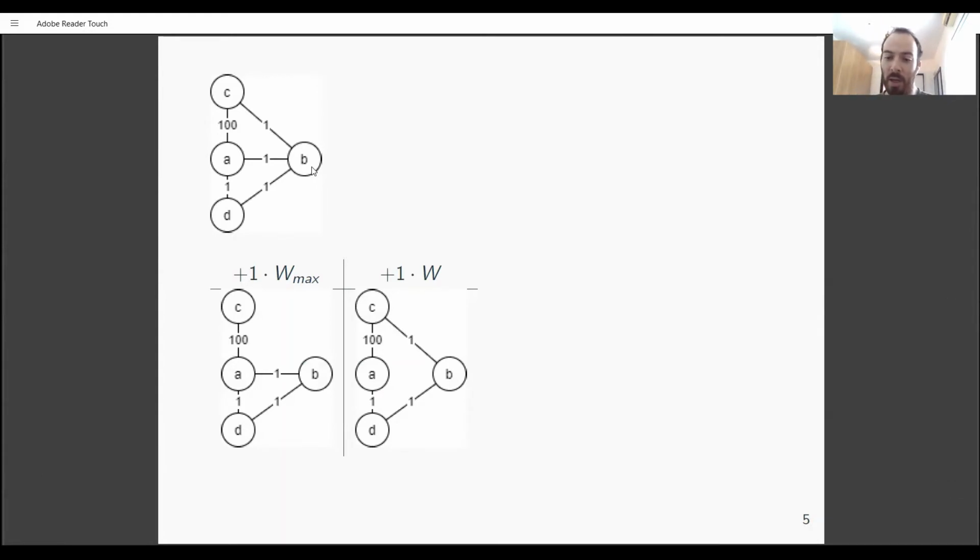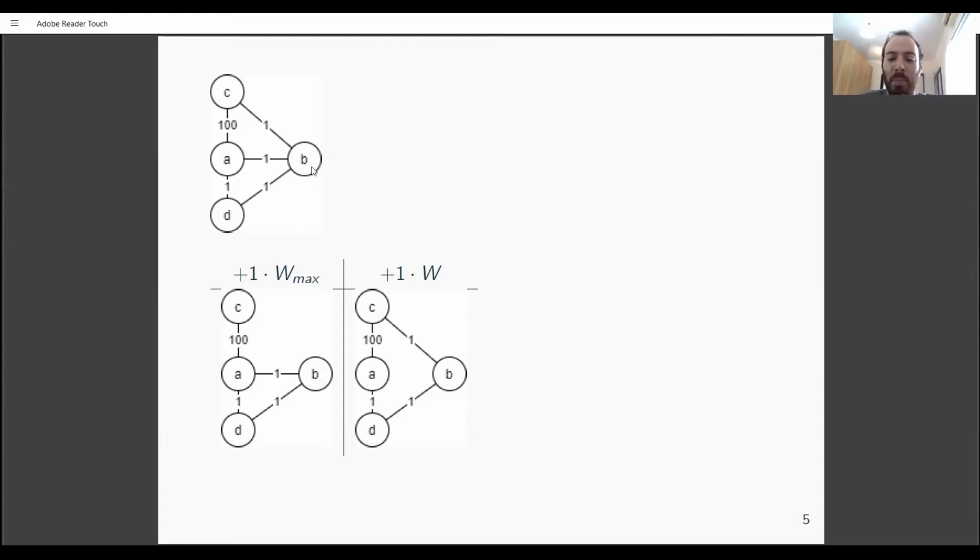Here we have a graph, and we are given two spanners. The first one removes the edge CB, and the second one removes the edge AB. The first one is a +1·W_max spanner. And as you can see, the distance between C and B was 1. Now it is 101, which is not a very good approximation.